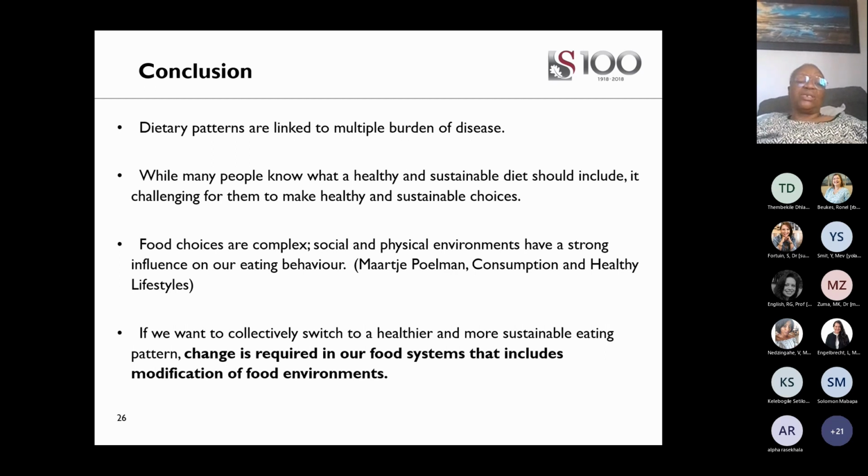And if we want to collectively switch to a healthier diet, as recommended in the Lancet paper 2 years ago, we need to make drastic changes, not at cosmetic level, but even in our food systems. That includes the modification of food environment.